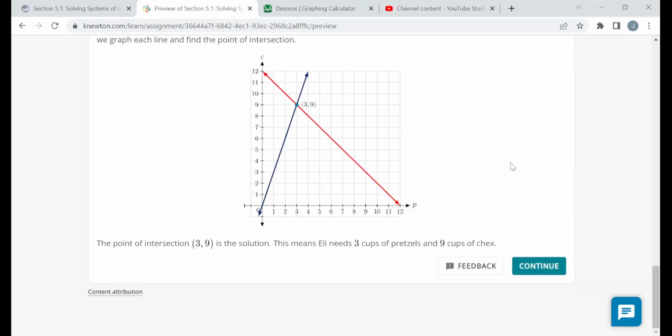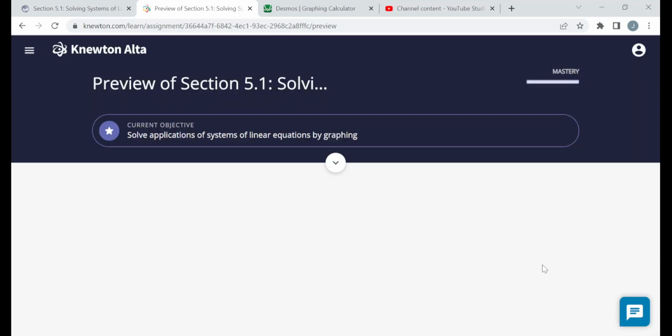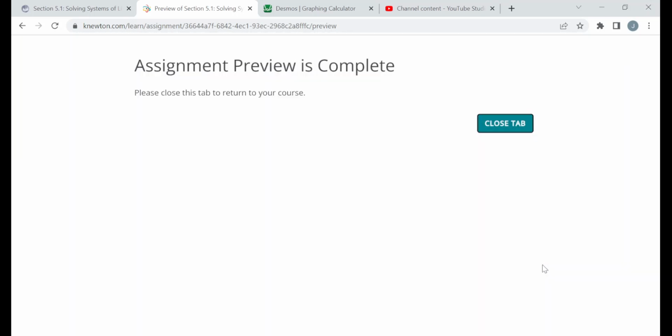And like I said, we're going to find, I think, easier ways of solving these without a graph. We'll do that in a future video. And that should be it for this preview version of this assignment.